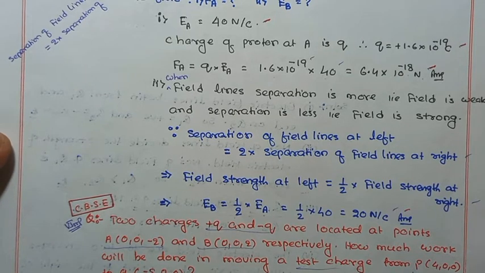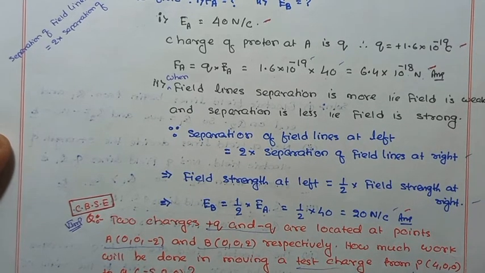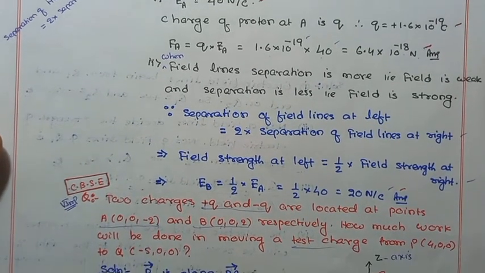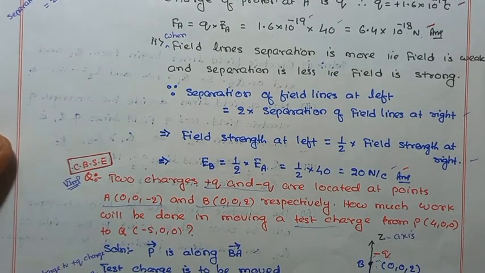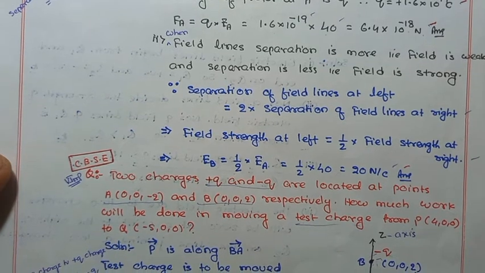We know that when the separation of field lines is more, electric field strength is weak. When the separation is less, field is strong. So the separation of electric field lines at left is equal to 2 times the separation of electric field lines at right.